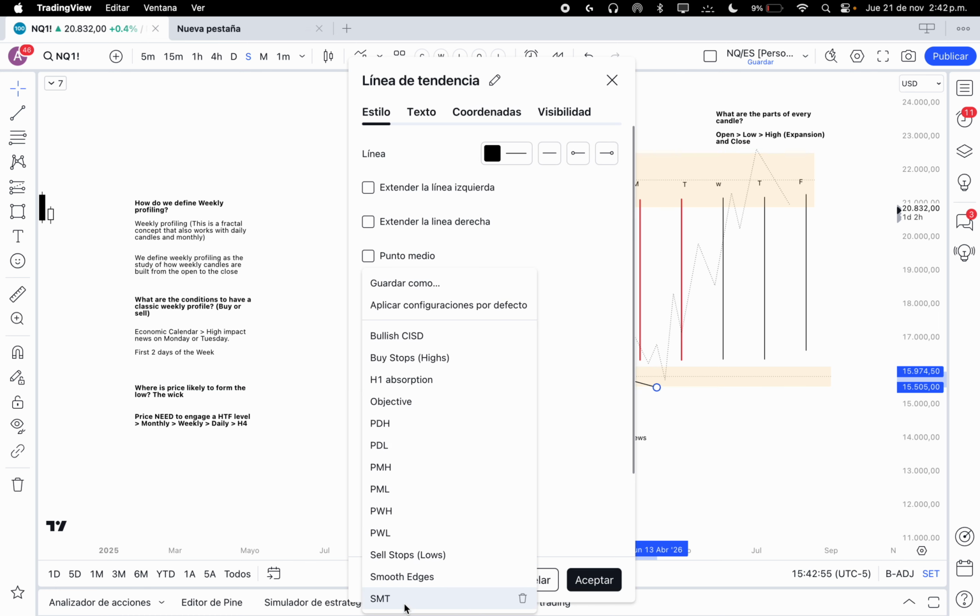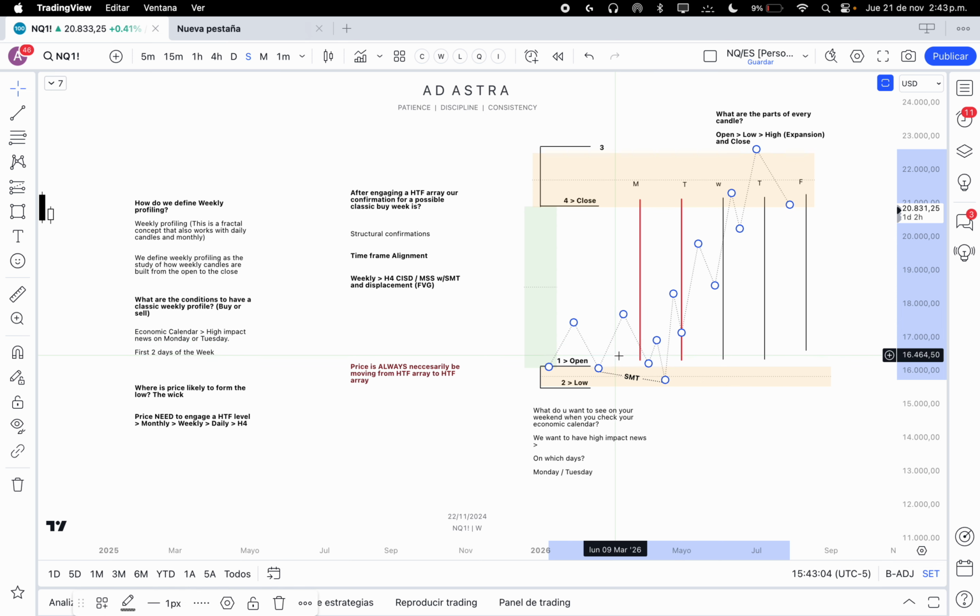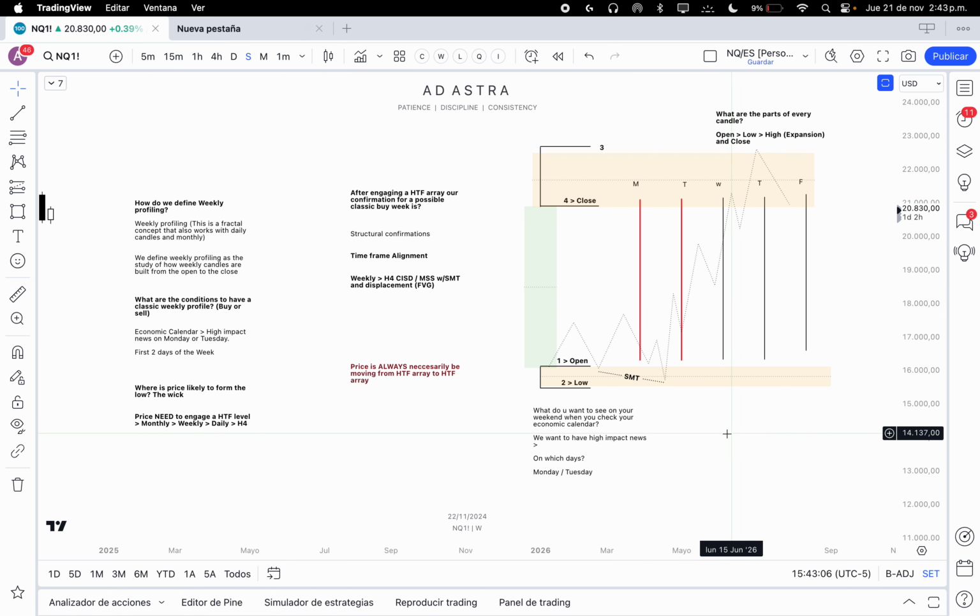This is part of our classic entry model that we saw in the change in the state of delivery or market structure shift video. You know how you can enter this one and what qualifies as high probability here. So yeah, this is pretty much how the week is going to look. And what is this spot? This is a high time frame key level.